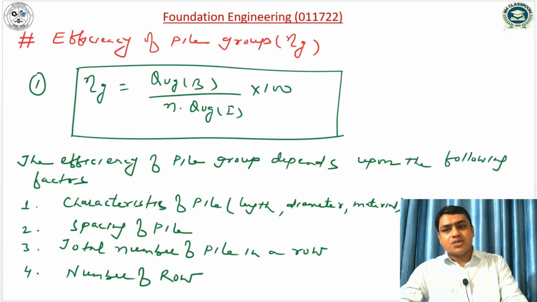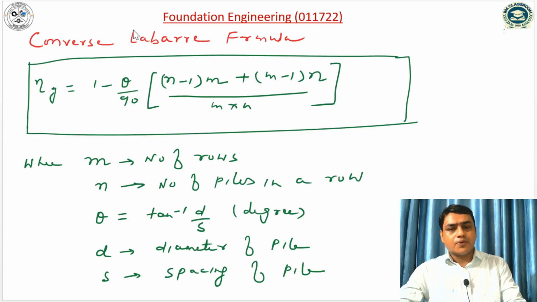And we can compute the efficiency by the Converse-Labarre formula. According to this, the efficiency can be computed by this expression, where theta is equal to tan inverse d by s, where d is the diameter of the pile and s is the spacing of the pile, and theta will be in degrees. Similarly, m is the number of rows and n is the number of piles in a row. So with the help of this expression, we can compute the efficiency of the pile group.